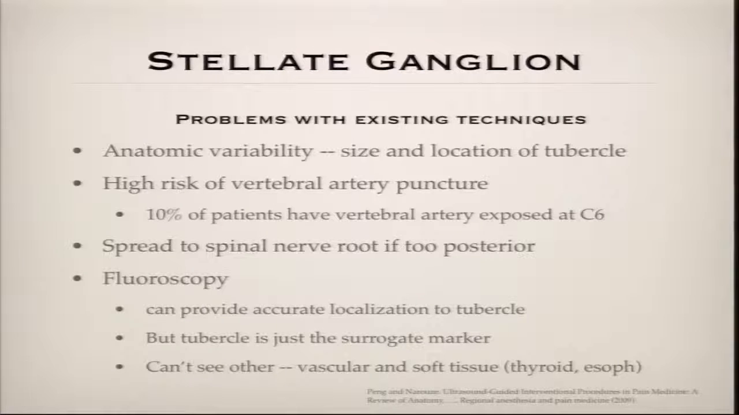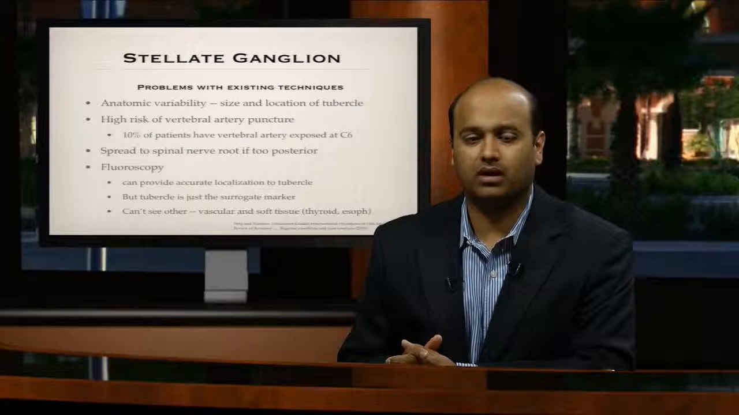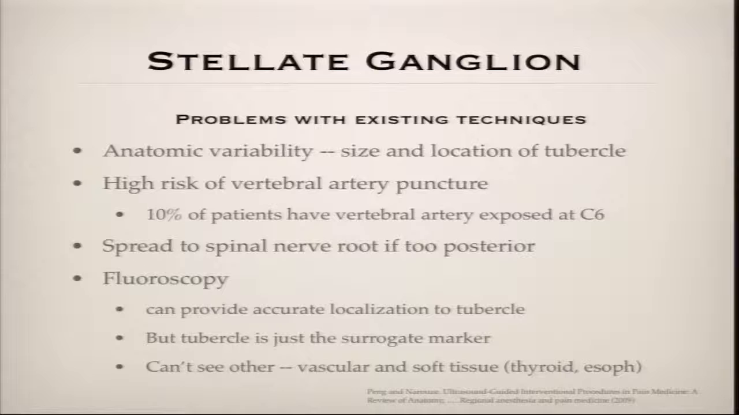The variability in anatomy between one patient and another can also contribute to limitations in success rate. And the size and location of the tubercle can vary from patient to patient, with some anterior tubercles not actually blocking the vertebral artery. You increase the chance of vertebral artery puncture. And 10% of patients have a vertebral artery that's exposed even at the level of C6. If the injection spreads too posteriorly, you run the risk of a spinal root injection, and that can lead to an epidural spread and significant morbidity.